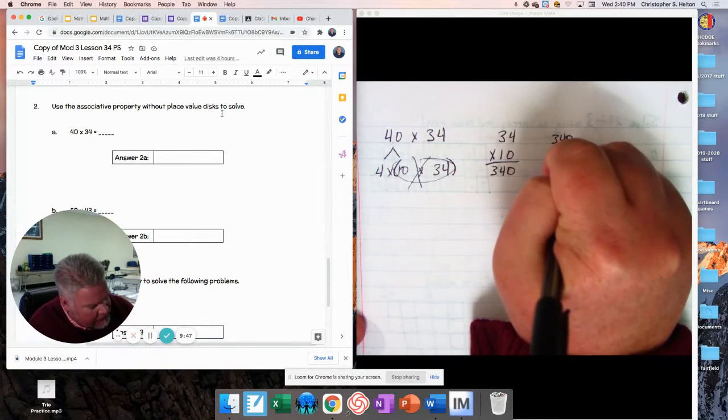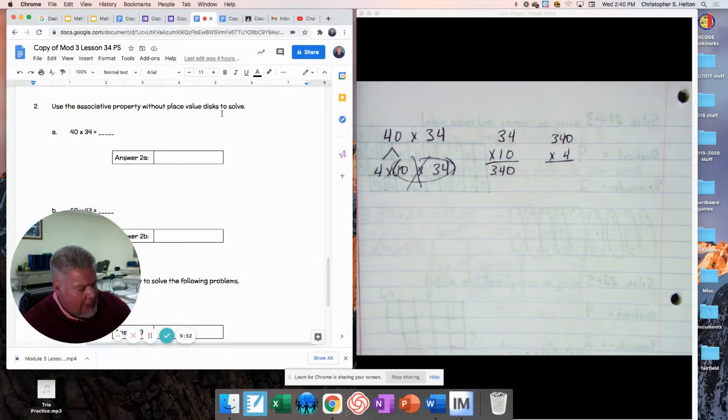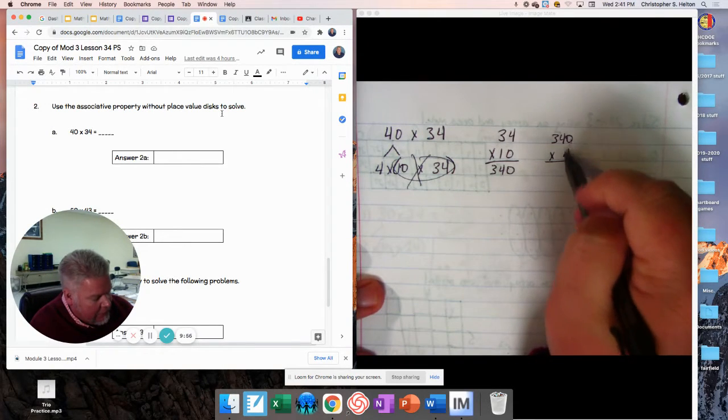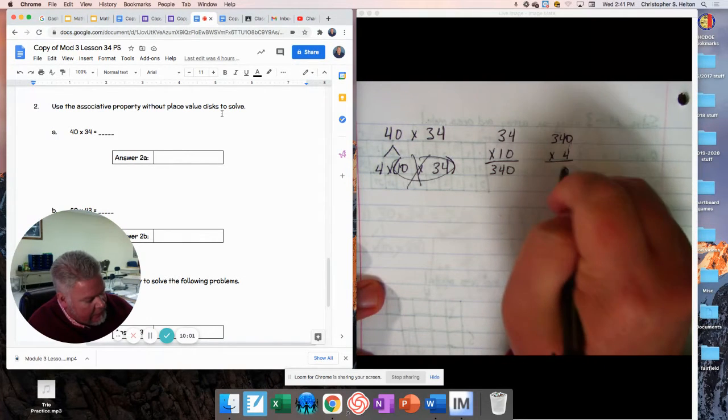So this goes back to that multiplying like we did a long time ago. It's way before fall break, wasn't it? Before we started division. So now we just do 4 times each place value. 4 times 0 is 0. 4 times 4 is 16.